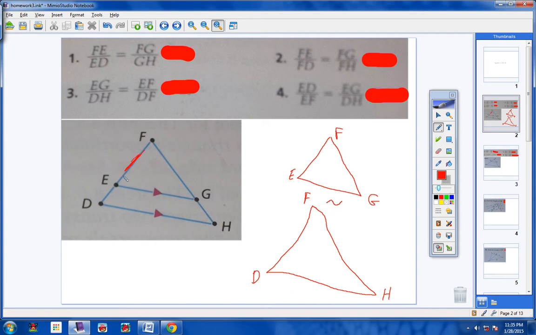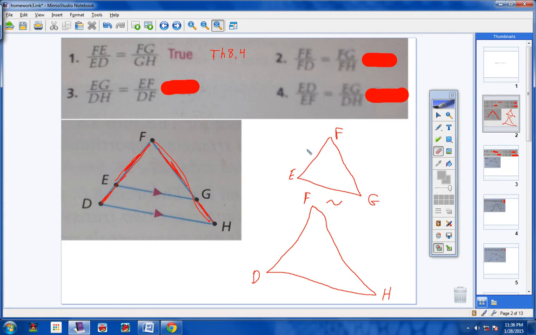FE, this side here, over ED equals FG over GH. That is totally correct. Anytime you have a triangle in which a side connects two sides parallel to the third side, it divides these two sides up proportionally. So if you want a reason for that, it would be theorem 8.4. Okay, so theorem 8.4 is the explanation for number 1. Okay, it divides the sides up proportionally. So true.